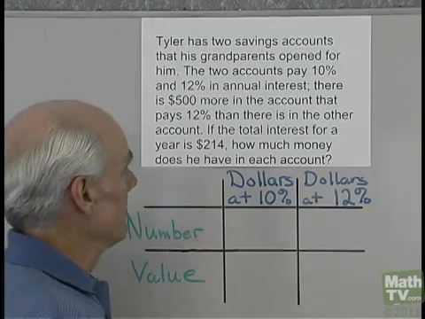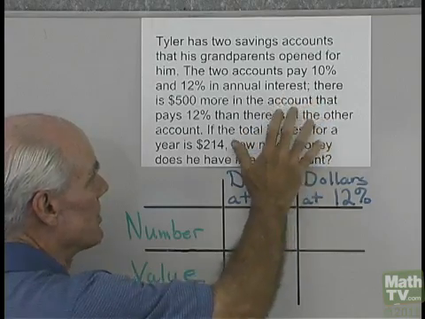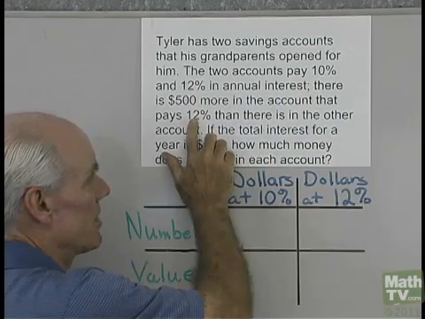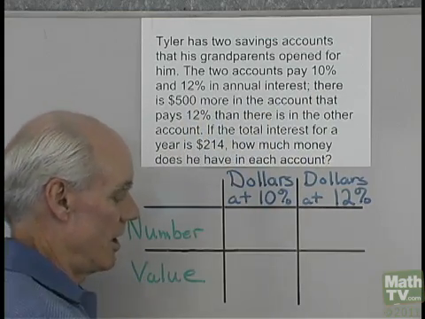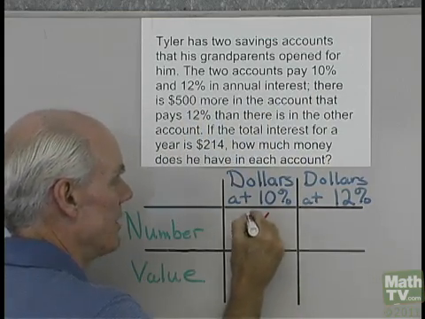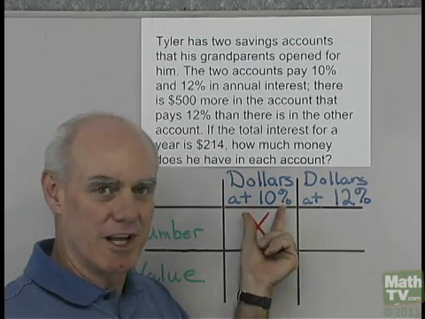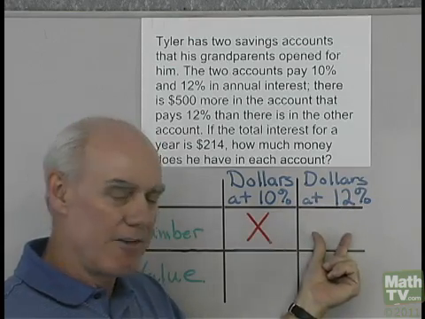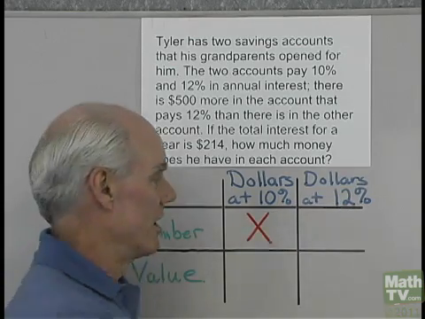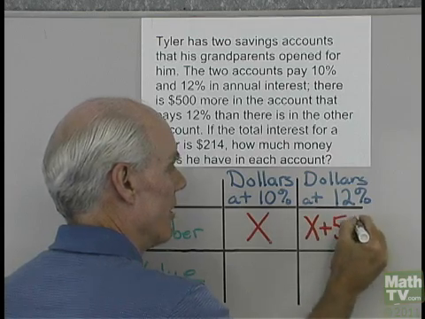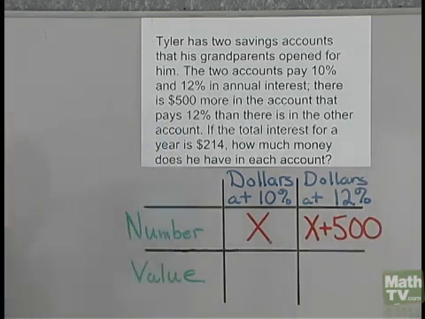So first of all, let's see. We have money in two accounts, and there is $500 more in the account that pays 12% than there is in the other account. So let's start by letting x be equal to the number of dollars that he has invested at 10%. Now I know that he has $500 more invested at 12%, so the number of dollars over here will be x plus 500. Now let me just check the screen, make sure that didn't go off.